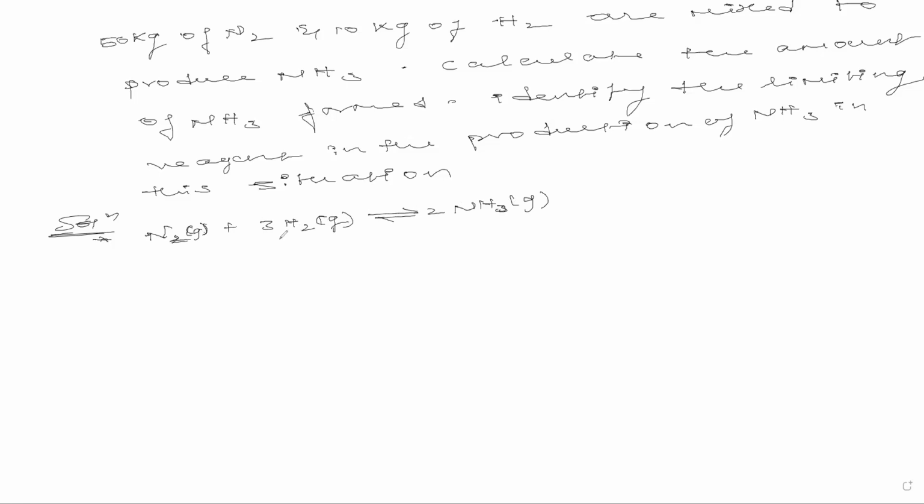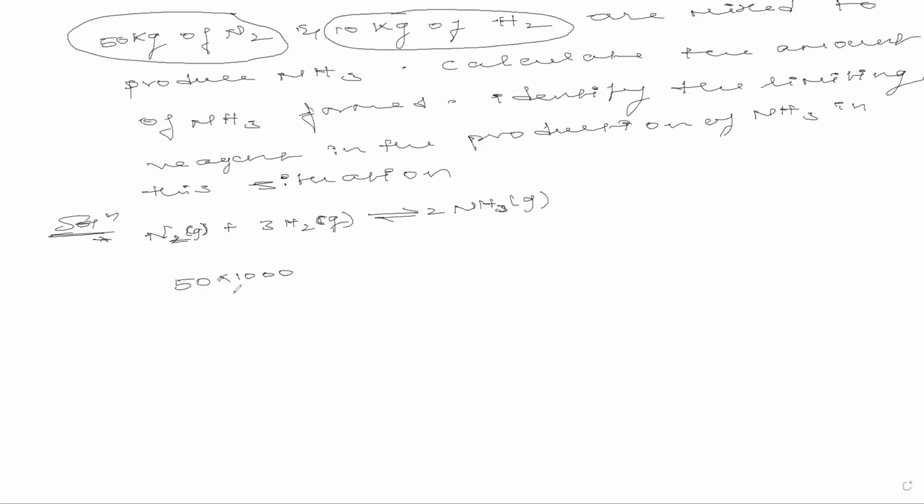So that gives our balancing equation. First, find out how many moles of nitrogen are present in 50 kg of nitrogen, and how many moles of hydrogen are present in 10 kg of hydrogen. You have to convert that 50 kg into moles. 50 kg means you convert into grams, so that is 50 into 1000.